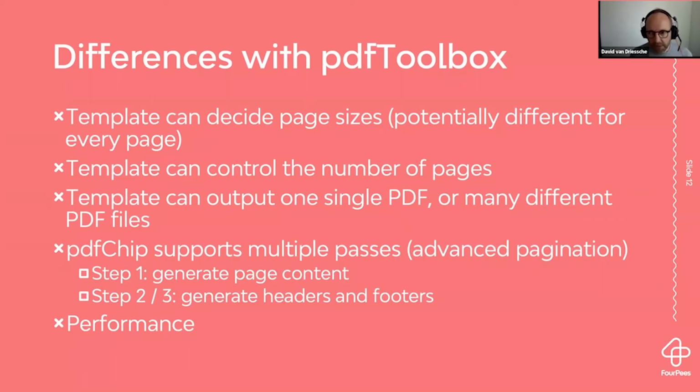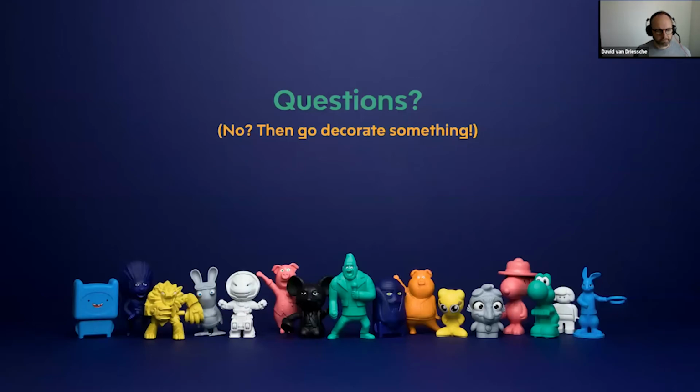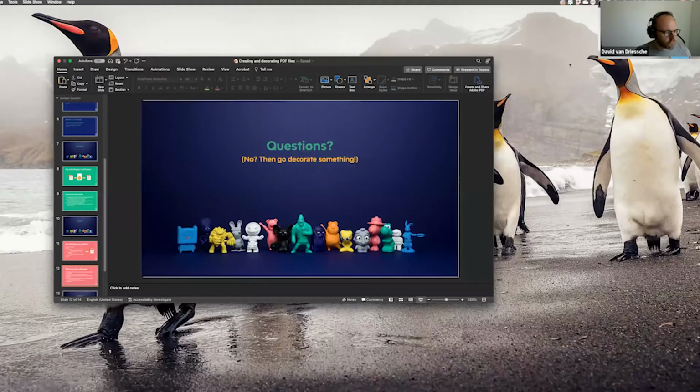That is not the case in pdfChip. pdfChip is optimized in the sense that it is as quick as it can be, and it will give you a pretty linear scaling behavior, which in certain projects is absolutely essential. So the performance characteristics are very different than pdfToolbox as well. So that is what I wanted to share with you today.